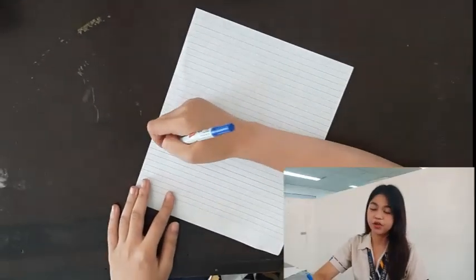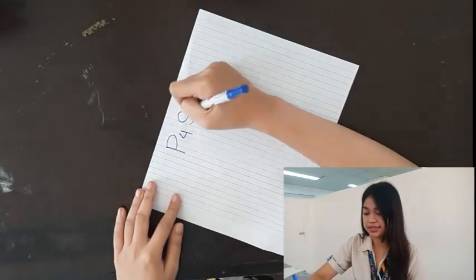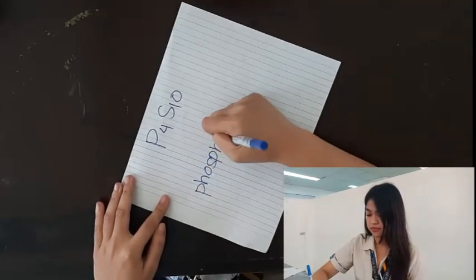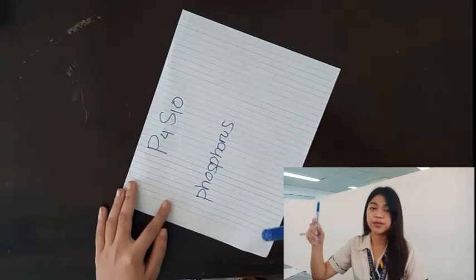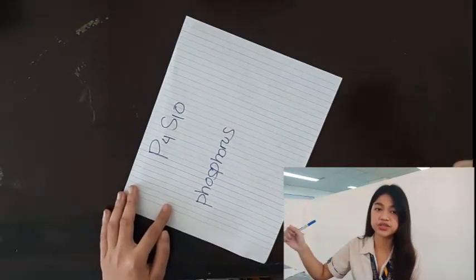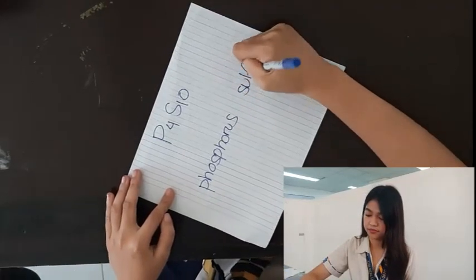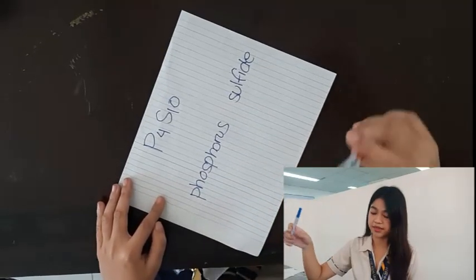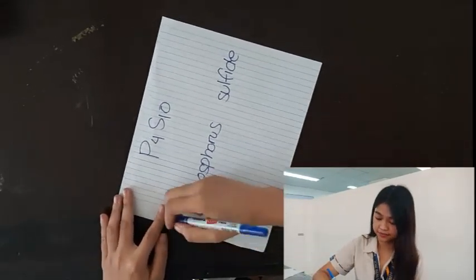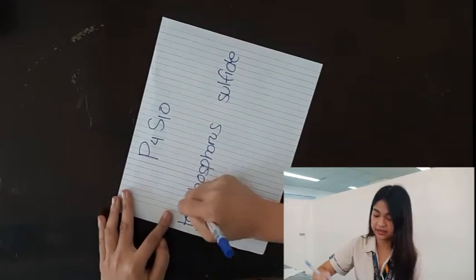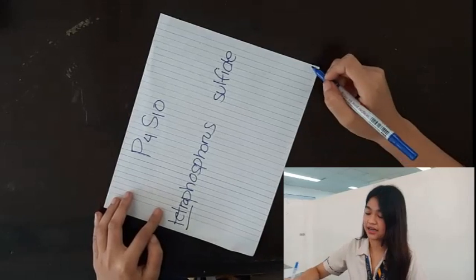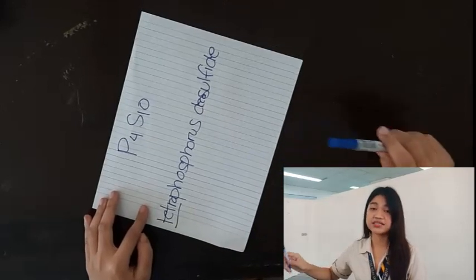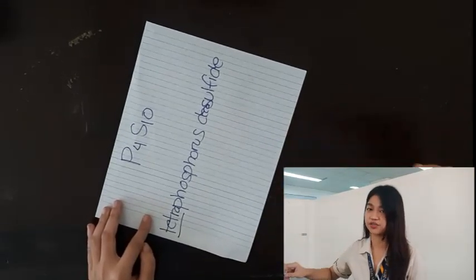For the second example, we have P4S10. P stands for phosphorus. S stands for sulfur, but we will get the IDE name of sulfur, which is sulfide. Then, we will add the prefixes based on the number of atoms of each element. So 4 stands for tetra. Then 10 stands for deca. So, the name of the chemical P4S10 is tetraphosphorus decasulfide.